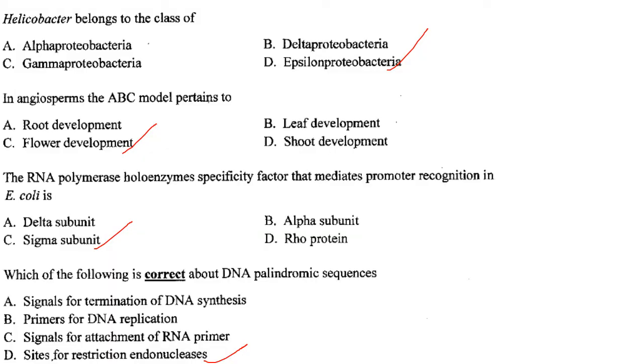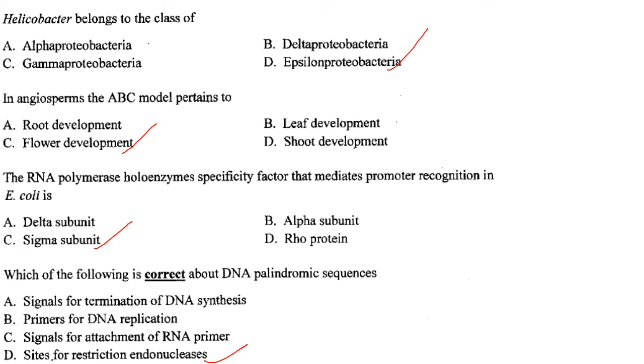The next one. Helicobacter belongs to the class of. So it belongs to the class of epsilon proteobacteria, option D. Then in an angiosperm, the ABC model pertains to. So it pertains to flower development. Answer is option C. The RNA polymerase holoenzyme's specificity factor that mediates promoter recognition in E. coli. So it is the sigma subunit. Answer is option C.